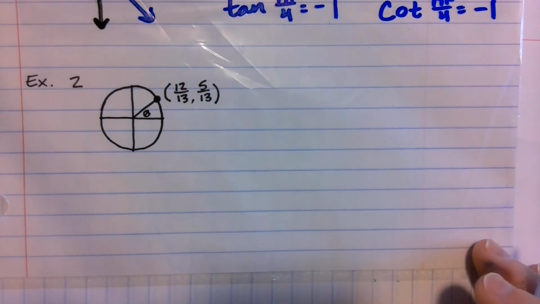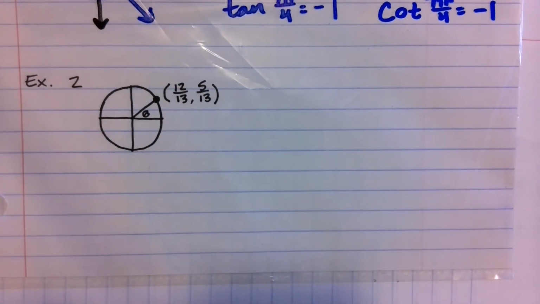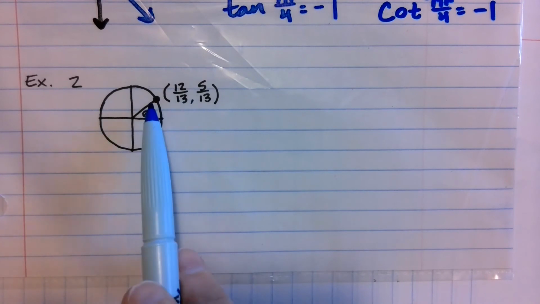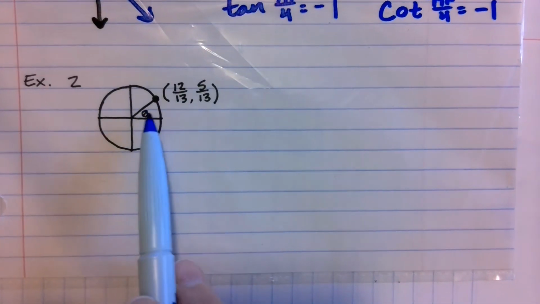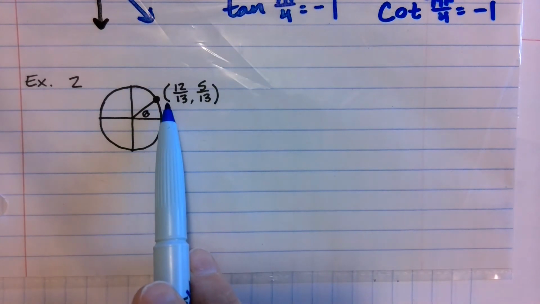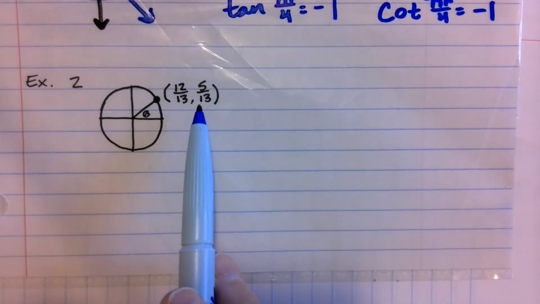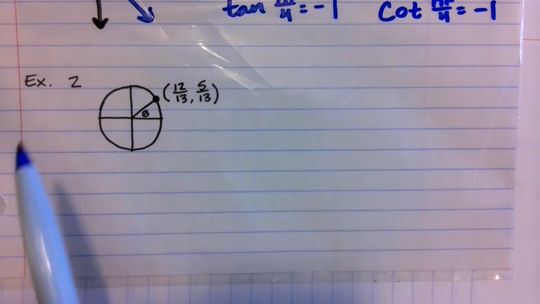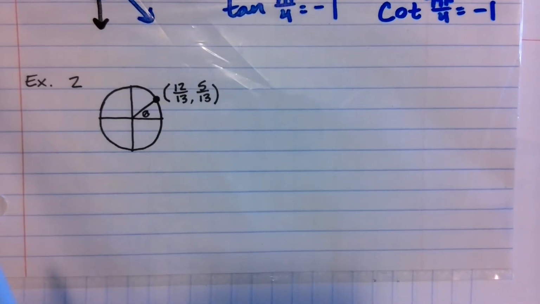With example 2, we're actually not given the angle itself, but we are given a point that is on that terminal side. So we're talking about this angle where it lands, and x is 12 over 13, y is 5 over 13. This is actually example 2 in your textbook. So if you're looking back at example 1 or 3, you can kind of use this as a reference.